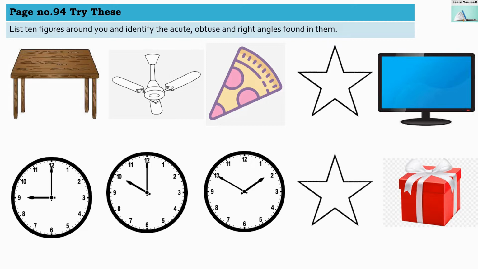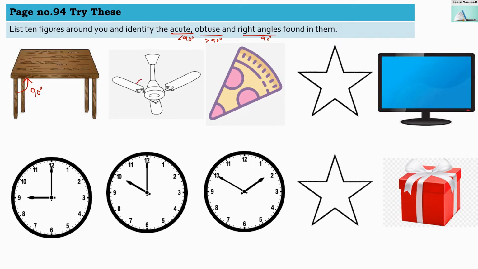Page number 94, try this. List 10 figures around you and identify the acute, less than 90-degree angle, obtuse, greater than 90-degree angle, and right angle, which is 90-degree, found in them. So here I have listed some of the objects which we can see around us. So this is a table. As you can see, this shows right angle, 90-degree.